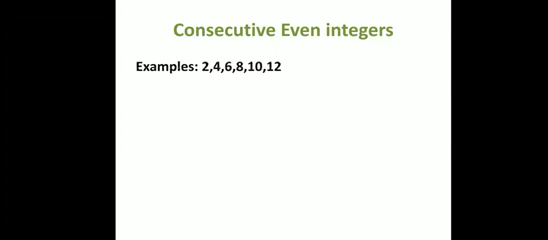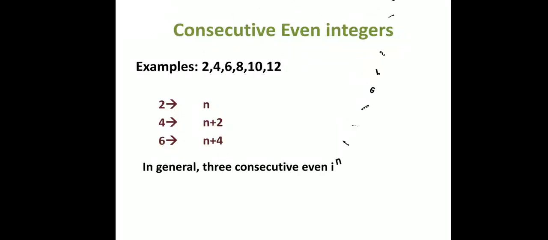Here we can see that the second consecutive even integer is more than the first one by 2, and the third consecutive even integer is more than the first one by 4. So let the first integer be n, the second be n plus 2 and the third be n plus 4. So in general we can say that three consecutive even integers are n, n plus 2, n plus 4.